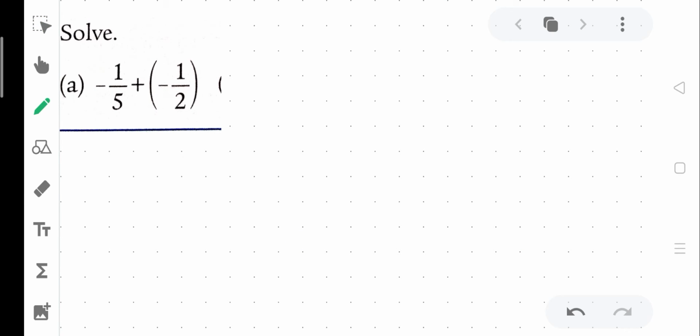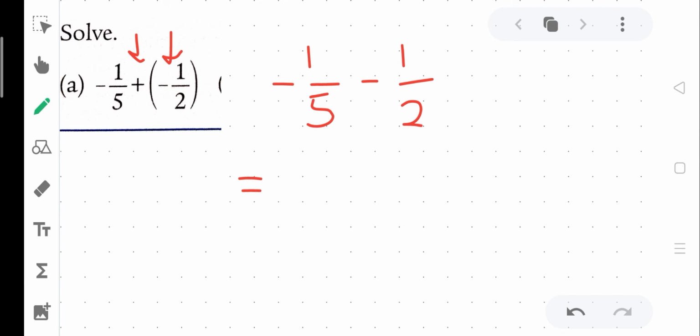Okay, let's see the first question, the fraction example. In this case, we have negative 1 over 5 plus negative 1 over 2. From the previous video we learned that when we have positive and negative, unlike signs, the result will be negative. So let's start doing the question. Negative 1 over 5 will remain, but now we change to negative 1 over 2.